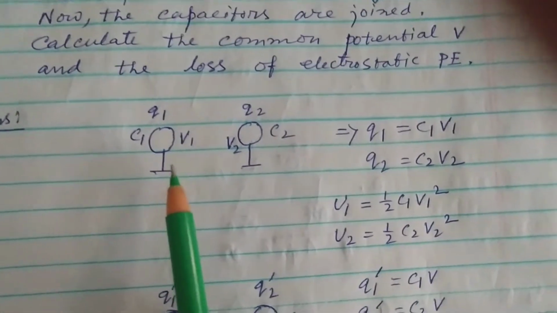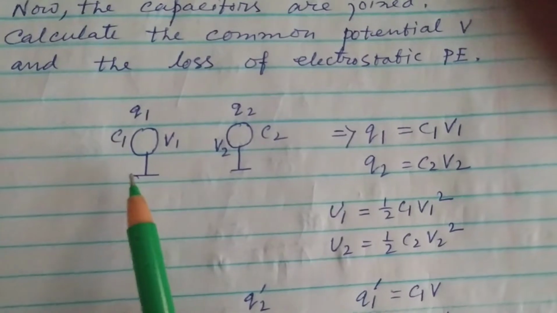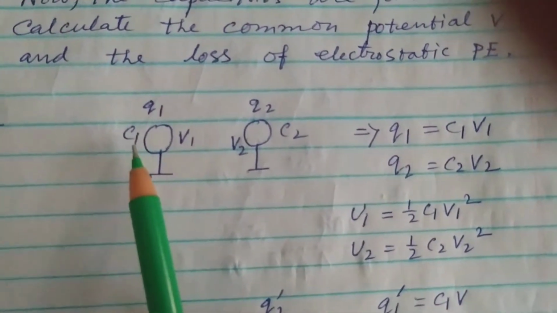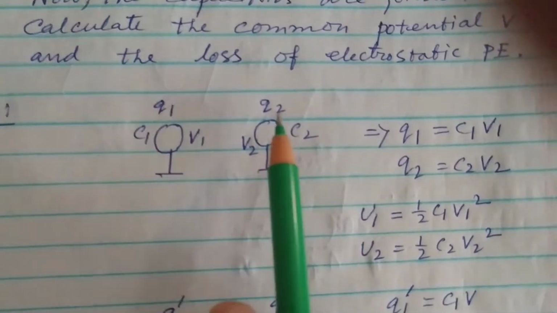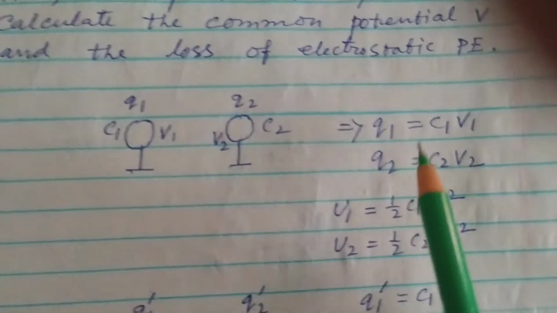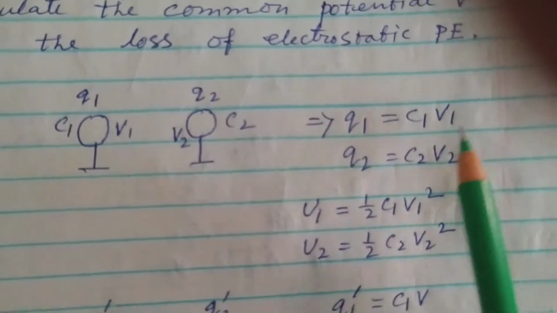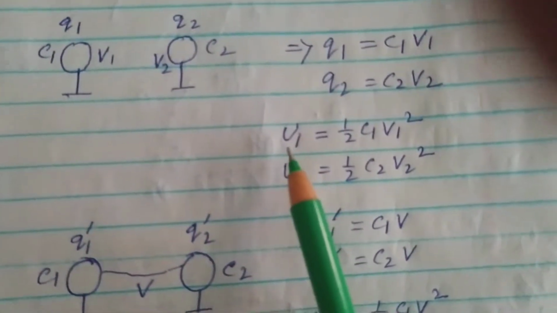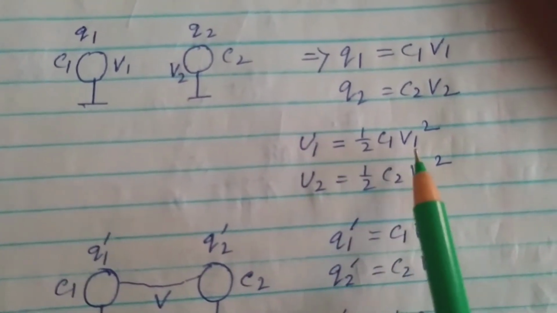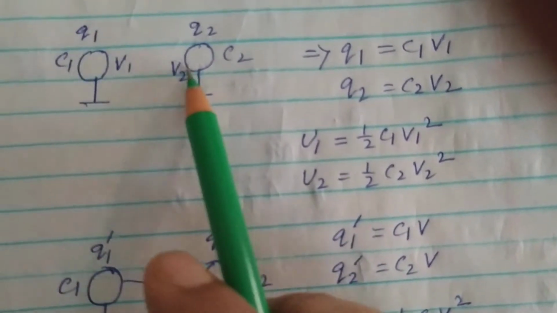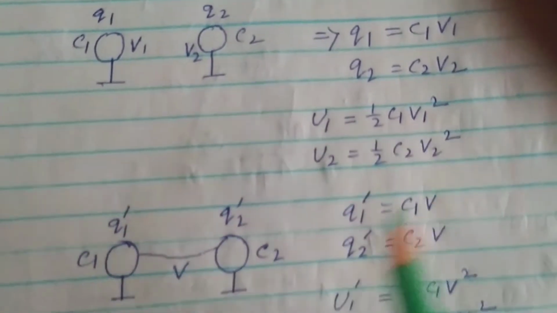So, the initial condition we have taken here is where the capacitors are isolated. Capacitors having capacitance C1 and C2, charges Q1 and Q2 and potentials V1 and V2. Therefore, Q1 is equal to C1 V1 and Q2 is equal to C2 V2. Potential energy is half C1 V1 square. Second case, the potential energy is half C2 V2 square.